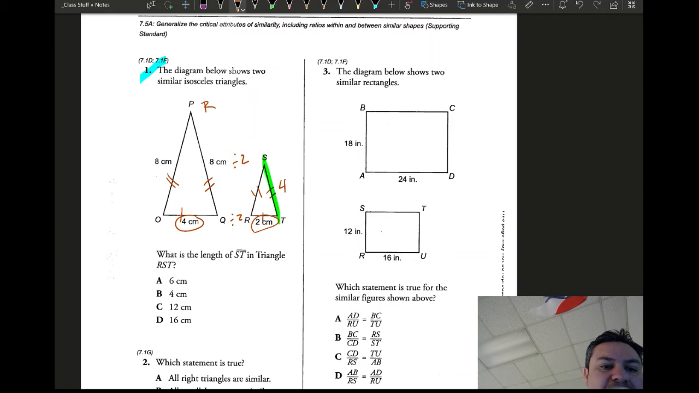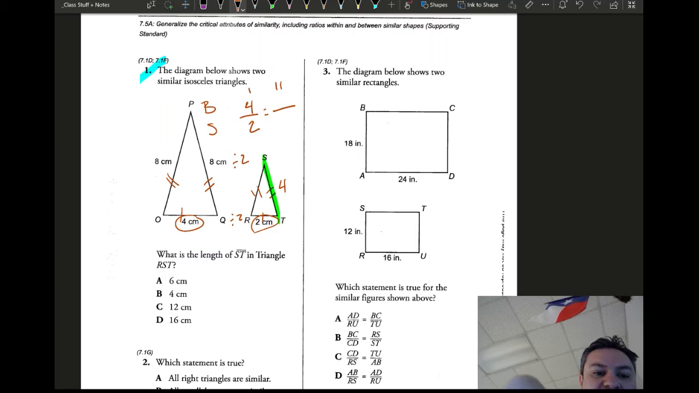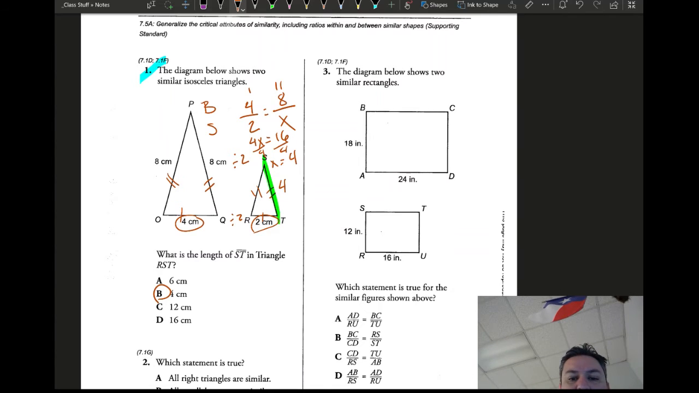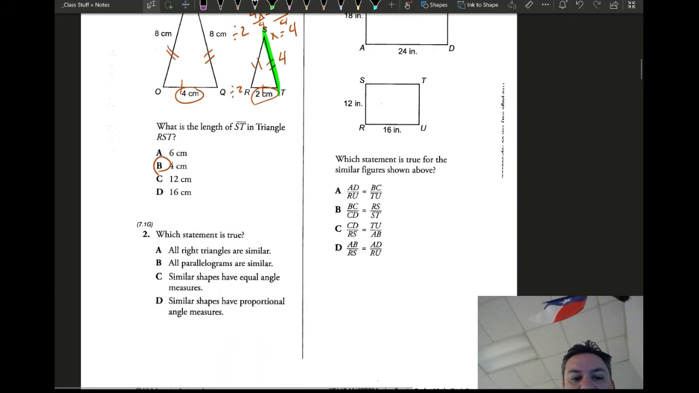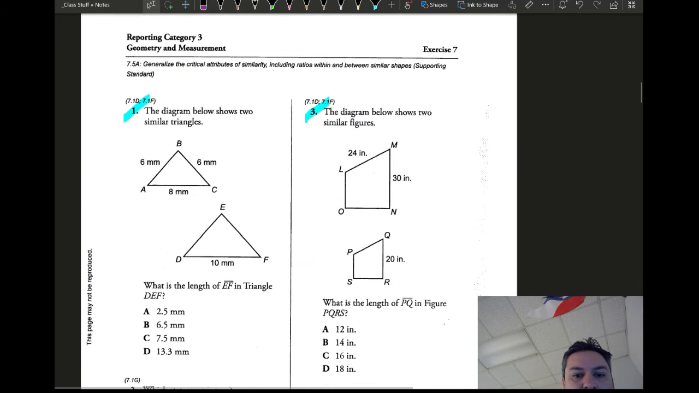Or you can do the big over small, 1 and 2. B1 is 4, S1 is 2, B2 is 8, and this is x, so you get 4x equals 16, divide by 4, so x equals 4. Same answer choice. Okay, we're just doing proportions. Okay, a couple more right here.